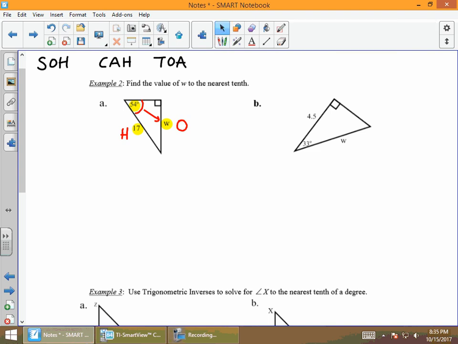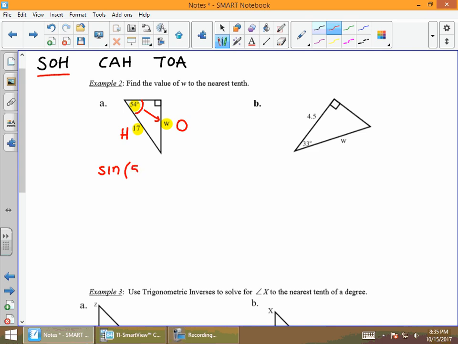And I want to know which one of these three deals with the letters H and O, since these are the only two letters that I'm dealing with. And that means I have to use sine. It deals with H and O. The other ones are A and H or O and A. So in this case, I'm going to do the sine of the angle.